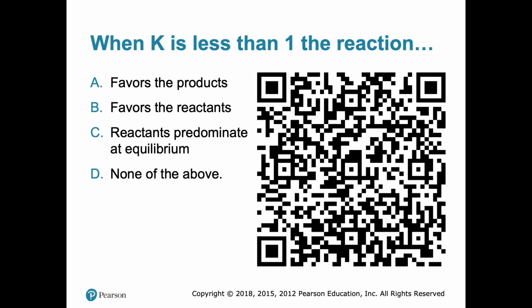There shouldn't be. Maybe I wrote the question wrong. Let me read it again. Yeah, I'm sorry. I wrote the question wrong, because less than one should be favoring reactants, and it also means that reactants are predominant. Good job, guys. That was a test on you. Good job, guys.